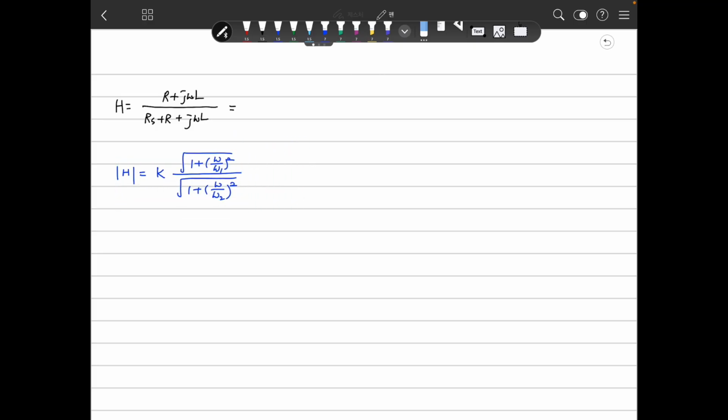Here, okay, can represent the H. H is K times (1 plus j omega over omega 2) over (1 plus j omega over omega 1), and here K is Rs plus R and R. Omega 1 is R over L. Omega 2 is Rs plus R over L.